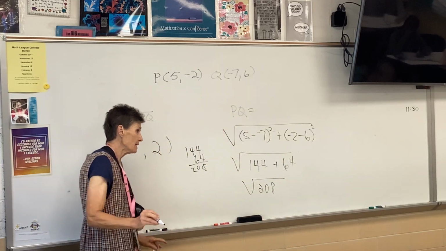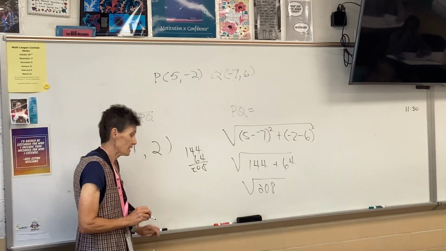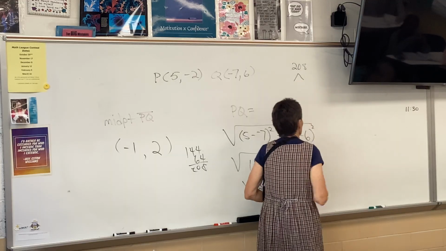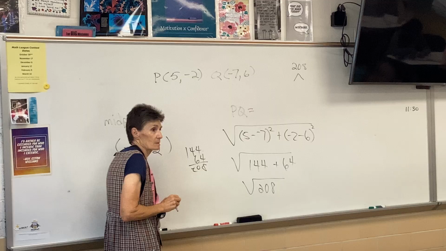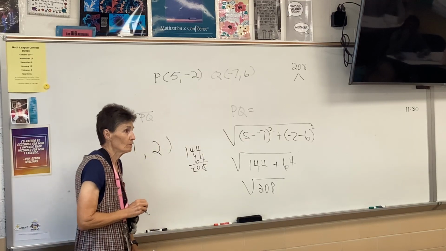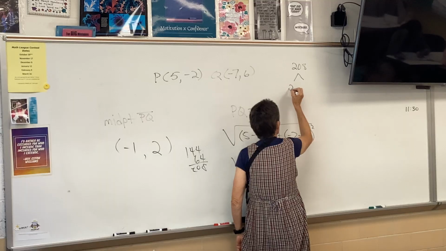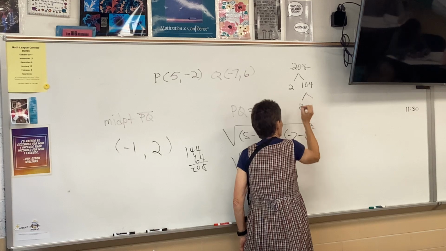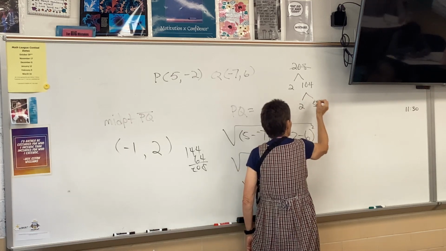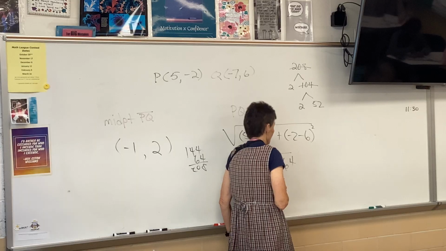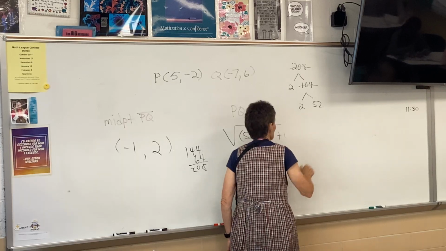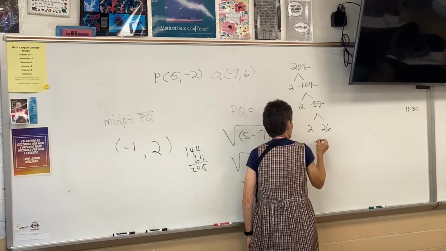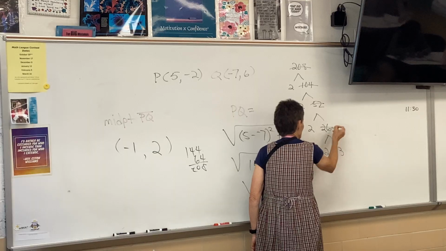And then, if I don't want to get any points off, I'm going to break that down. I'm going to see if that reduces. So 208. What do I know about 208? It's for sure going to go by 2. So it's going to be 2 and 104. And then 104 is 2 and 52. And 52 is 2 and 26. My gosh. And 26 is 2 and 13.